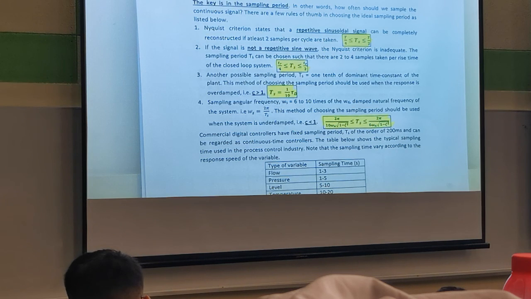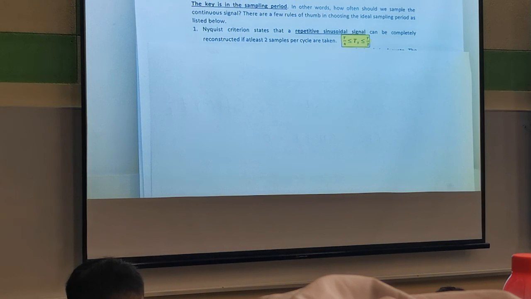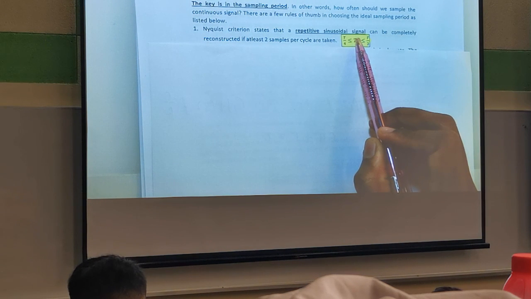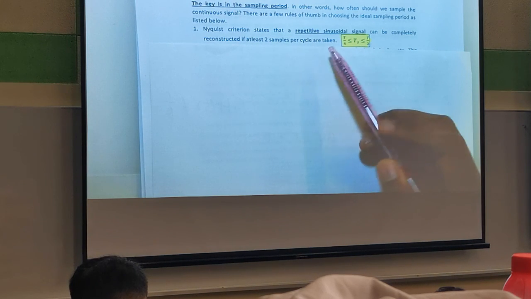Okay, so mostly I have 4 main rules that should help you in any kind of situation. So I'll go through the rules and I'll go through questions where you can use the rules as well, so that you understand where it applies. So let's look at the first rule, rule number 1. The rule number 1 comes from the Nyquist criterion, but that's irrelevant. What it says is that if you have a repetitive sine wave, a sinusoidal signal, it can be completely reconstructed if at least 2 samples per cycle are taken.